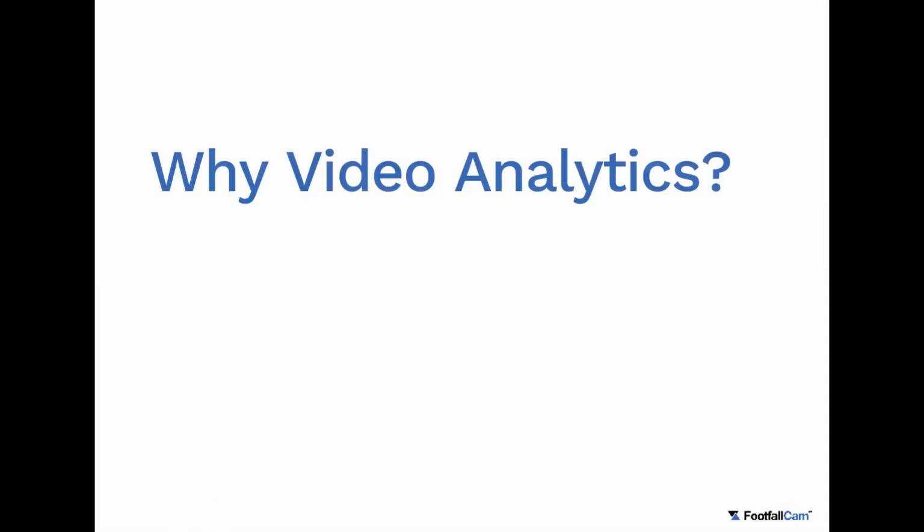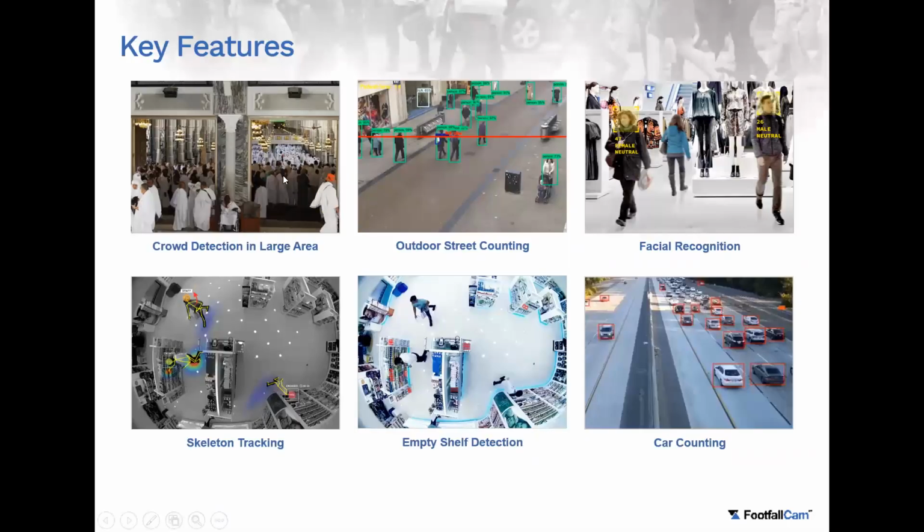So now, why video analytics? What kind of analysis can we do? There are a few things we could do. You could do crowd detection in a very large area. You can do outdoor street counting, counting how many people are on the pedestrian streets of a city. Facial recognition, for security or for demographic analysis, so whether they are male or female, what the age range is, and things like this. We also do skeleton tracking with CCTV, empty shelf detection for retail, and also car counting. I will go through these in more detail one by one.